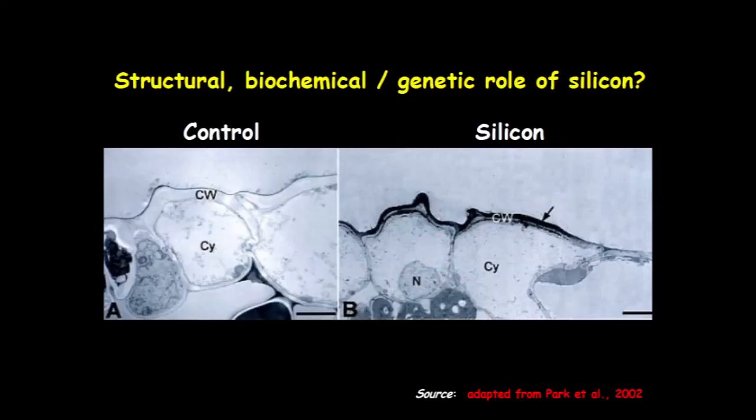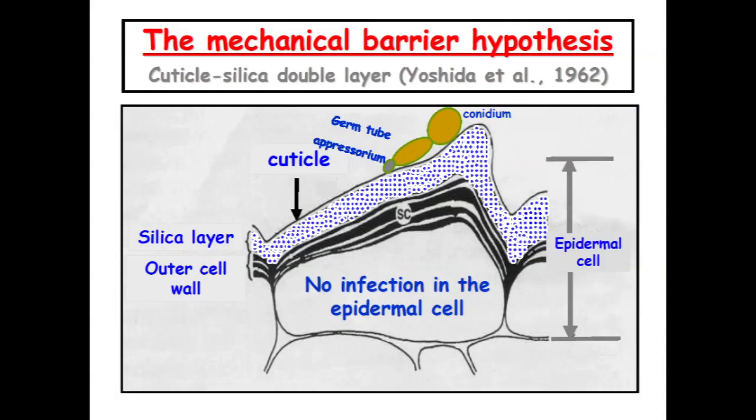So there's got to be some type of structural or biochemical or genetic role for this element. And this shows the deposition of silicon just below the cell wall. Here's the control. One of the theories behind the resistance with silicon against plant diseases was the mechanical barrier hypothesis. The idea was you'd have a conidium land on a leaf surface, it'd form a germ tube and then an appressorium, but there would be no infection. So the idea was that this deposition of the silicon layer below the cuticle is uniformly distributed.